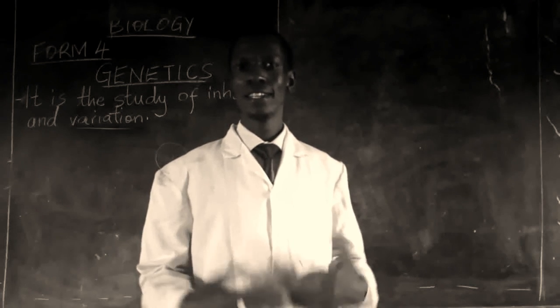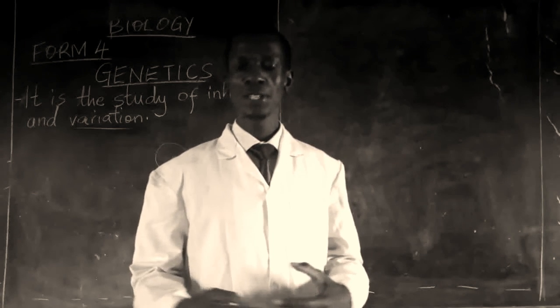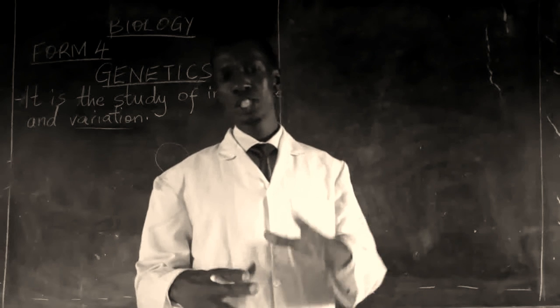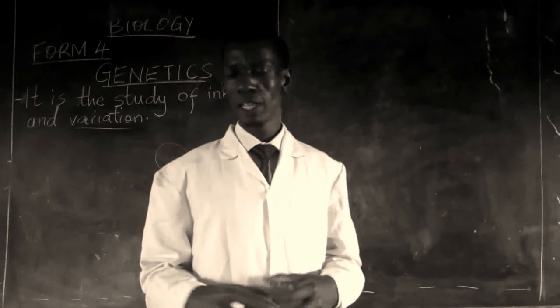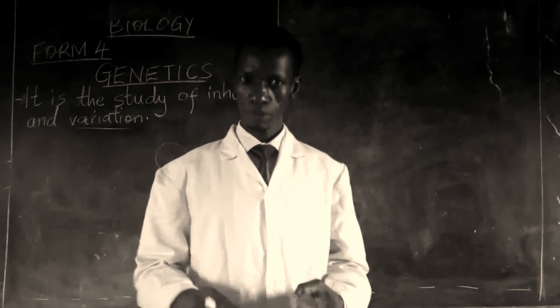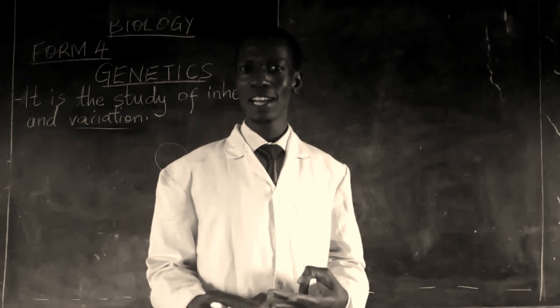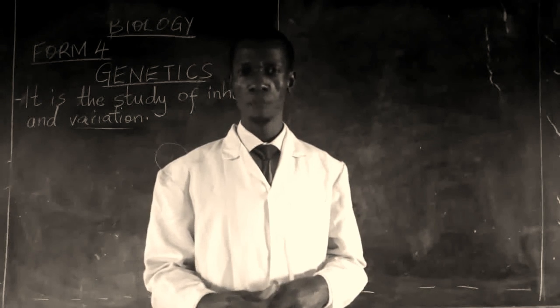In our second lesson, I was looking at the types of variation, and right now I would like us to look at the causes of variation. These variations which are seen between organisms may be caused by genetic factor, environmental factor, or maybe a combination of the two.